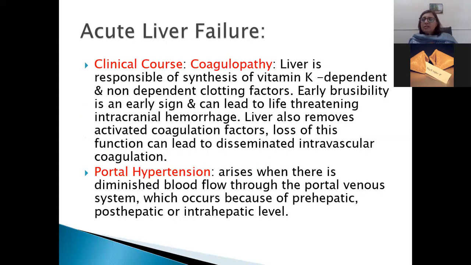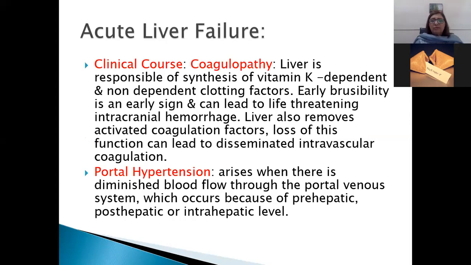Coagulopathy. The liver is responsible for synthesis of clotting factors, all of you know that, and it is dependent on vitamin K. Easy bruisability is an early sign and can lead to life-threatening intracranial hemorrhage because of vitamin K deficiency.